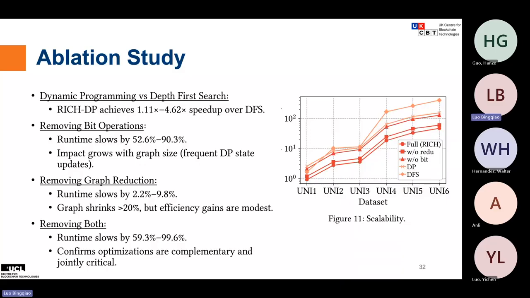If we remove both of our optimizations, the runtime will slow down by 60% to 99%. So this confirms that the optimizations are complementary and they are jointly critical for our final complete version.